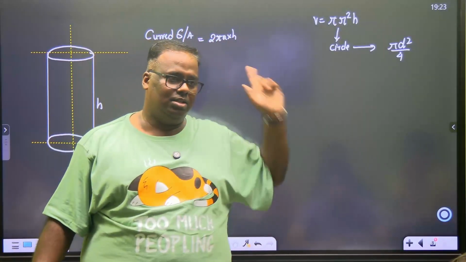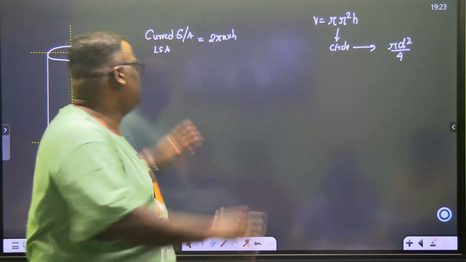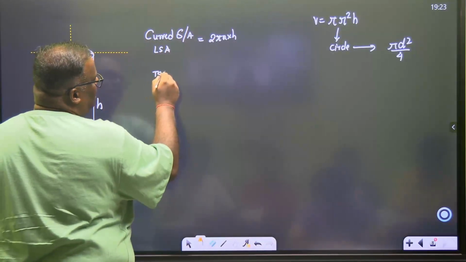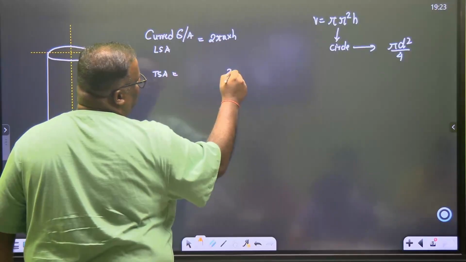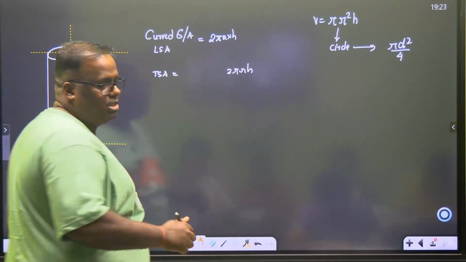Have you understood lateral surface area? So this is my lateral surface area. Now when I do my TSA, what I have to do? I will take my 2 pi rh, but 2 pi rh is like this, see?